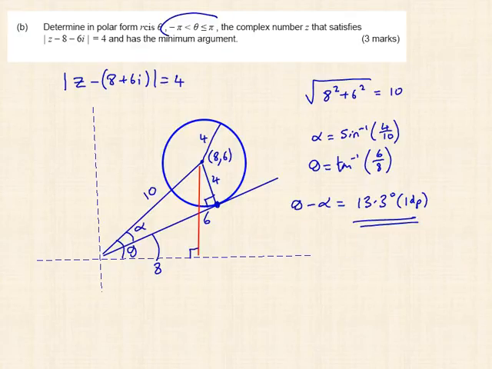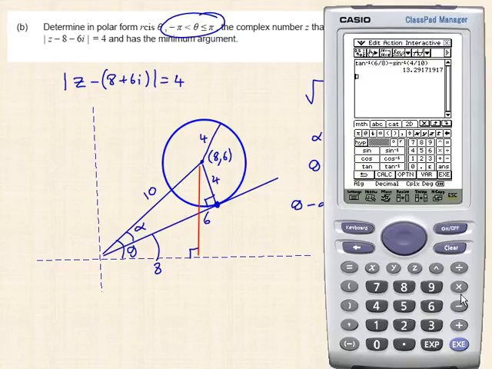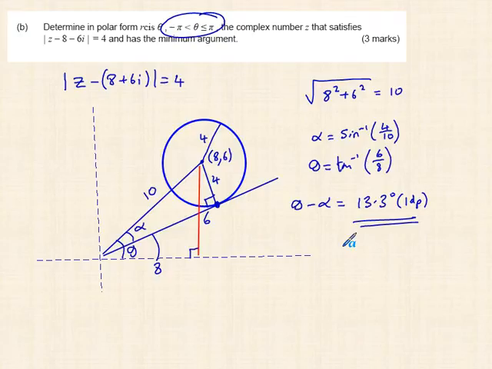The question was actually stated in radians, so we should give the answer in radians. So I could either recompute or I could convert. I'm just going to recompute by changing to radians here, and that gives me 0.23 radians.